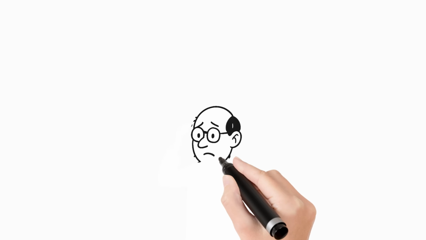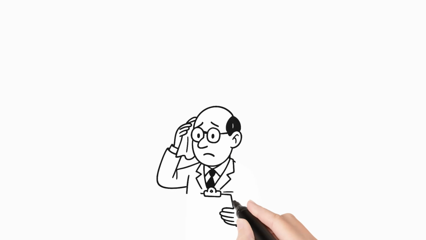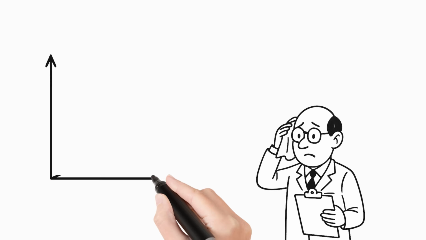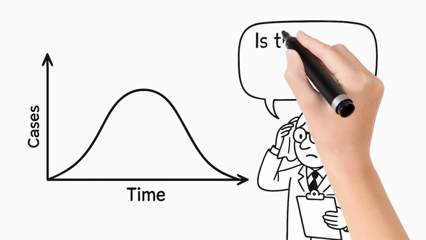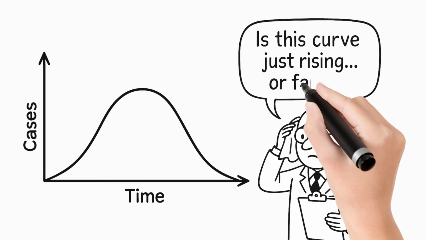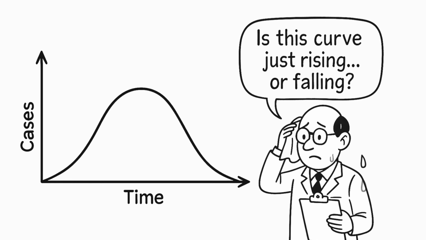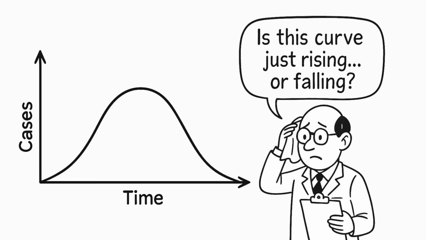In outbreaks, knowing the total number of cases is important. But sometimes, what really matters is speed. How fast is this epidemic accelerating right now? That's where the power rule comes in.